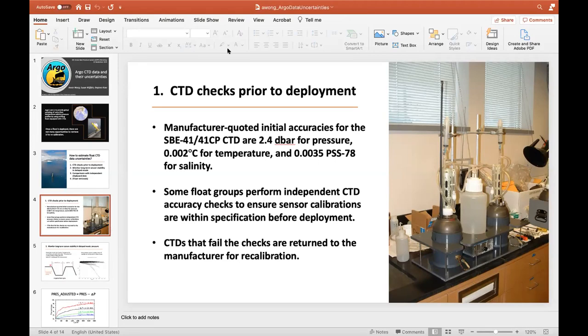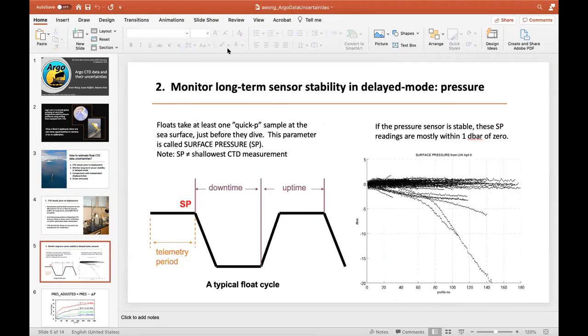Which brings us to the question of how do we monitor the float data quality over time after the float is deployed, because these floats can operate for many years without being able to retrieve them. We do this long-term sensor monitoring in what we call delay mode analysis. And in delay mode analysis, we look at a float time series versus a reference, and we see whether the float time series differ from the reference.